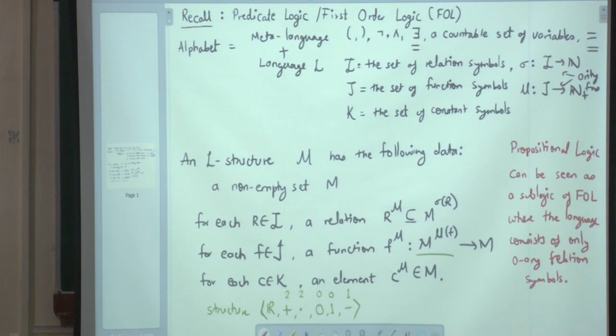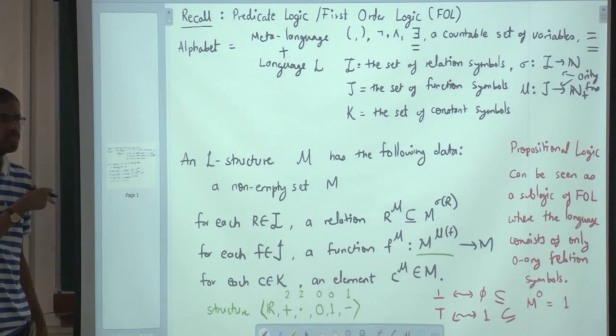Okay, so therefore, m to the power 0 is a singleton, it is 1. So, the empty subset of this corresponds to what? False. And 1, sorry, this is true. And true is the name which we give to one subset of this. Now, in particular, it doesn't matter what universe we choose.